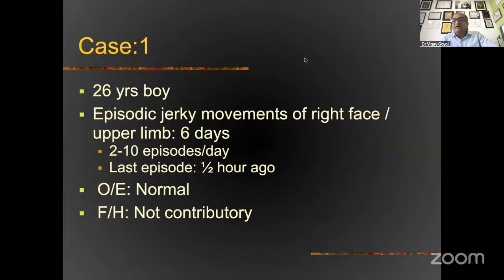So what is this? As I showed you in the classification, it is a classical focal seizure with awareness. Last episode was half an hour. It means the seizures are still happening and you may not know when the next seizure will come. Examination is normal. Family history is not contributory. What will you do next?